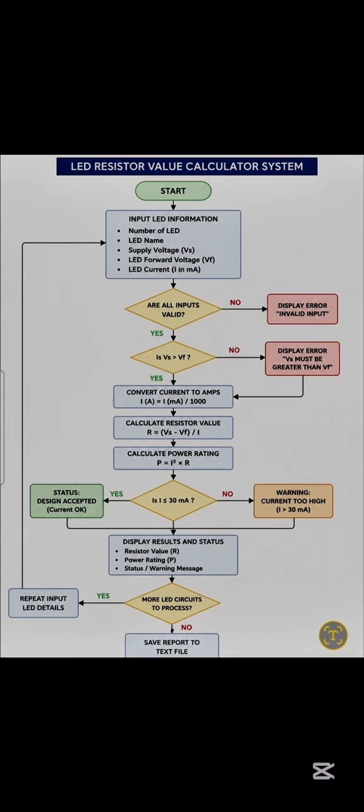Then we go on: are all inputs valid? If they are, display valid. If they are not, display error. Then from there we calculate the current, the resistor value, and the power rating. If the current is more than 30 milliamps, it will display a warning that current is too much. If it's not, it will display design accepted. Then it displays all results.